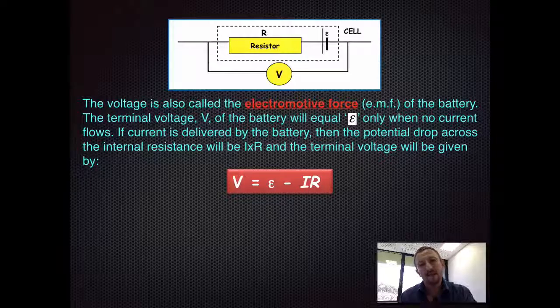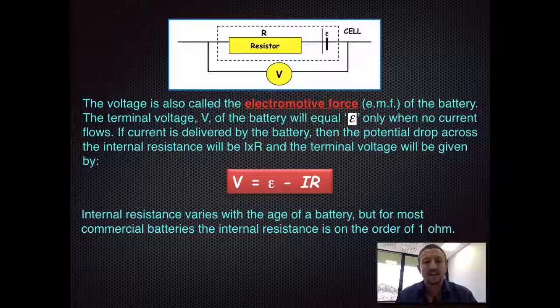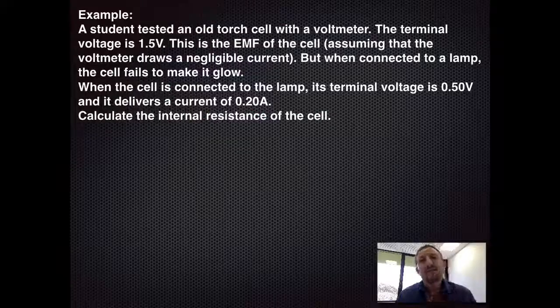resistance inside the battery. So as I've stated, internal resistance will vary with the age of the battery. Generally they're around about 1 ohm. Now let's have a look at a simple example here, and doing the examples hopefully will help. So here we've got a student who tested an old torch cell with a voltmeter. So it's a battery which is tested with a voltmeter.